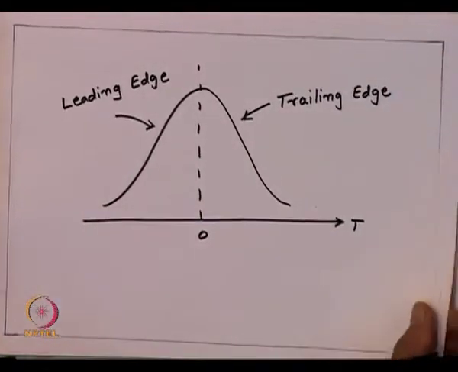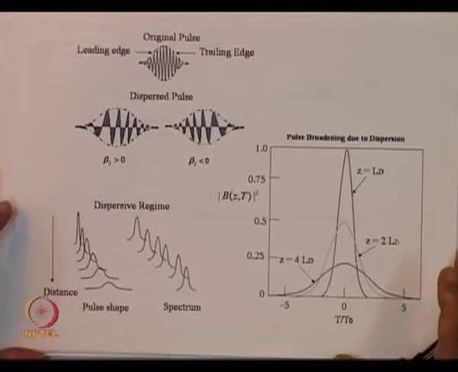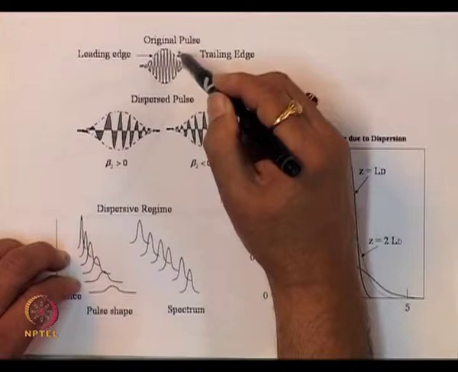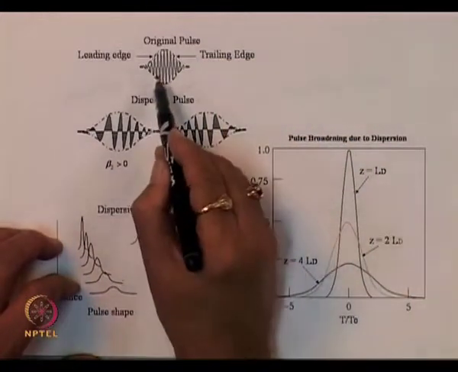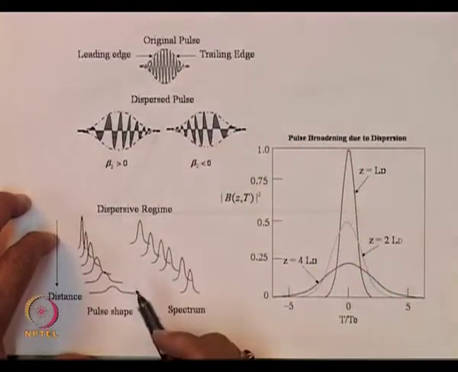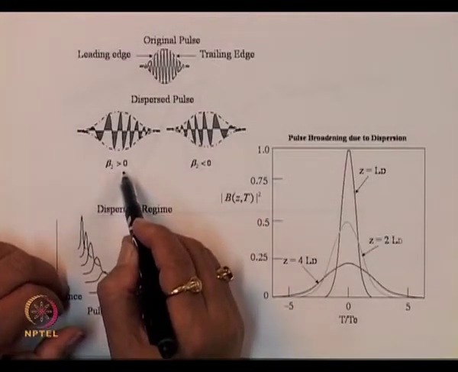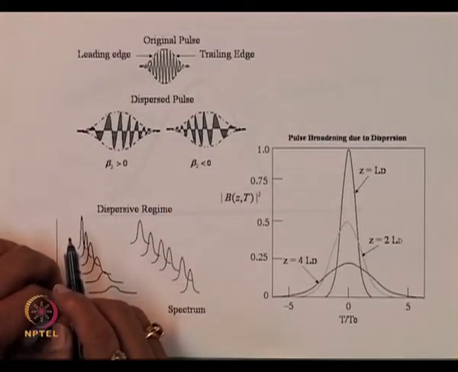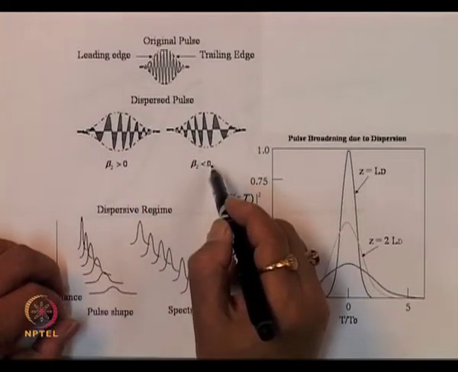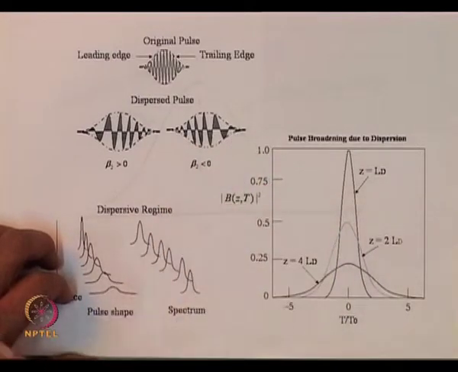So, you see now that depending upon the situation, we may have a situation like this. You have the original pulse which is like this, inside this is the carrier, and there is the same frequency everywhere. When the pulse starts moving on the optical fiber and there is dispersion, when beta 2 is greater than 0, that means the normal dispersion, the low frequency got accumulated here and high frequency got accumulated here. When the dispersion is anomalous, the high frequency got accumulated here and low frequency got accumulated here.